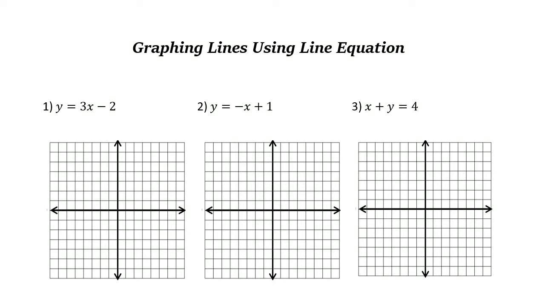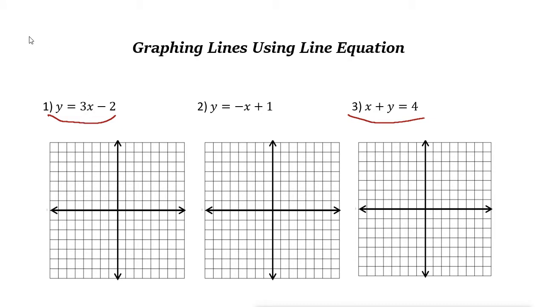Graphing lines using line equations, or the equation of lines. The equation of a line can be written in two forms, or three actually, but here we have the slope-intercept form and the standard form. But the logic is the same: you need to substitute x with a number and get 2 points.